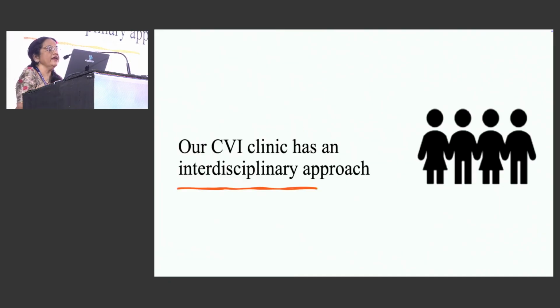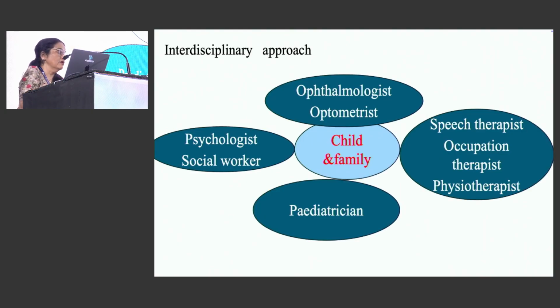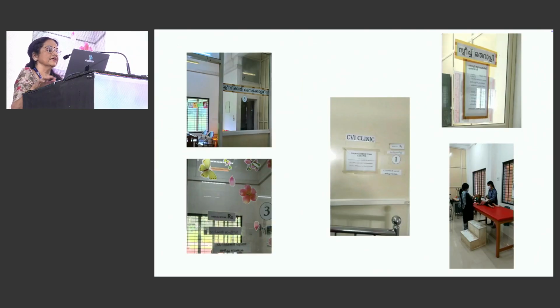So our clinic can adopt an interdisciplinary approach because we can provide all the services the child with developmental delay requires under the same roof. This is our clinic. The same corridor itself is the office of the pediatrician and various other therapists.